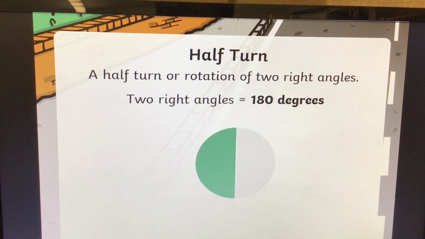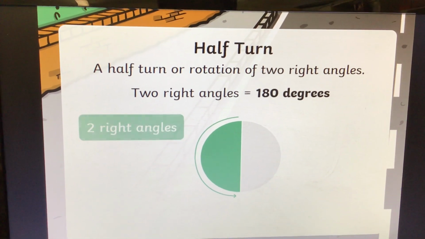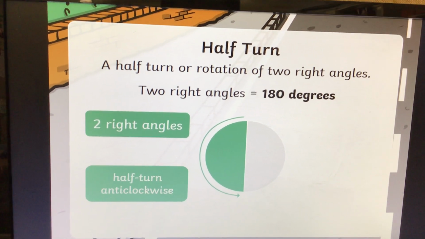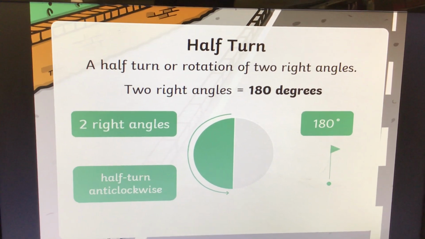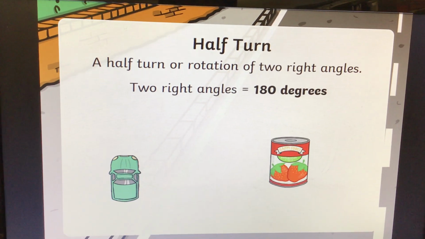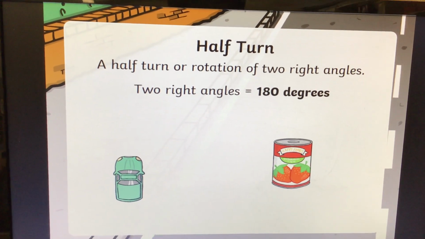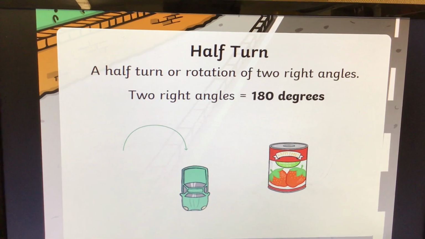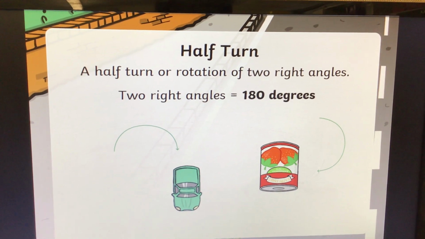Another half turn, this time going the other way. Do you remember what that's called, children? Yep, anti-clockwise, two right angles again. Half turn anti-clockwise, 180 degrees, and here's our flag, down it goes. Half turn of rotation, two right angles. So we're going to see this now with our two objects. It's going that way, all the way round. It's going that way, all the way round. Half turn.